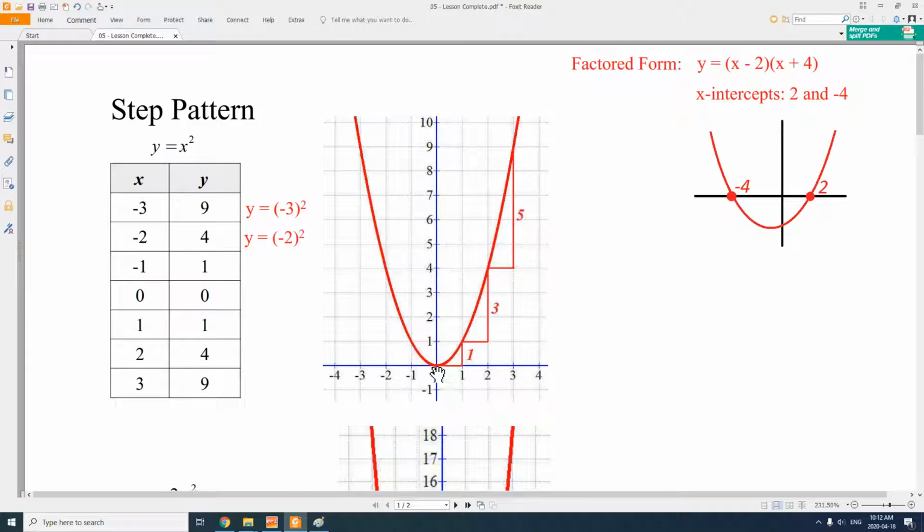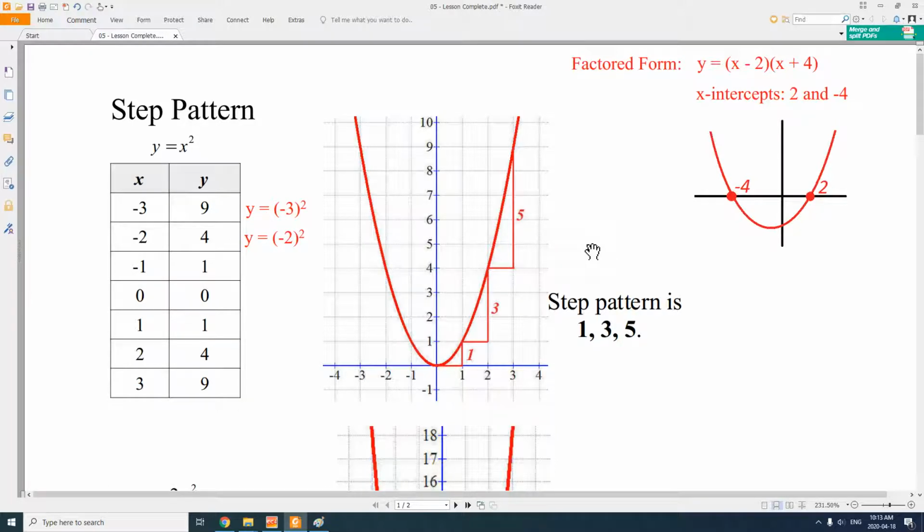Now, what we're going to do is start from the vertex and look at how the y values change each time we step over. That's called the step pattern. Each time you step to the right, how much did your y value change? It's kind of like a slope. It's just that parabolas are curved, so the slope is going to change every time you step over. So in this case, starting from my vertex, I stepped over and I go up by 1. Next time I go over, I went up by 3. And the next time I went over, I went up by 5. So this here is my basic step pattern, 1, 3, and 5.